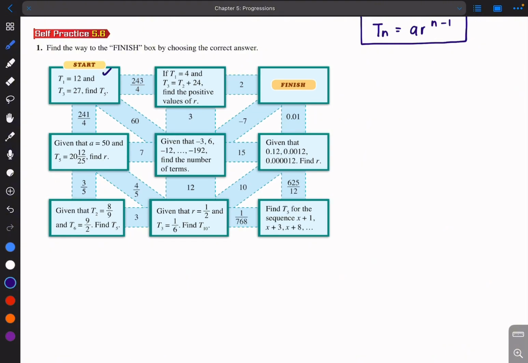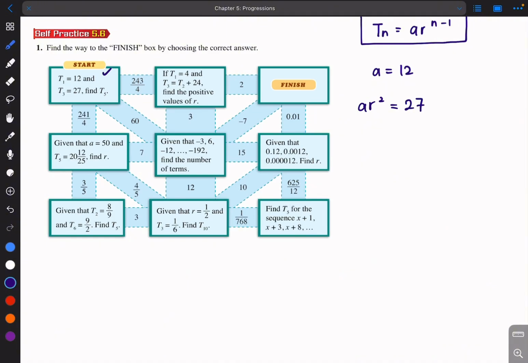So here they say T1 is 12. T1 is also a, so a is 12. T3 is 27. Okay, so T3 will be ar^(3-1), so ar^2. 3 minus 1 is 2. So we can say ar^2 is 27.